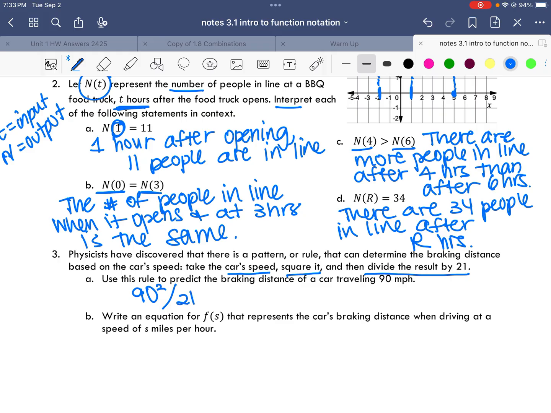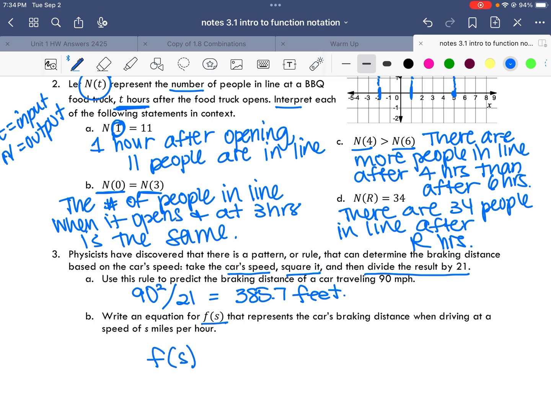So take your calculators, go ahead and do that. See what you get. Should come out to 385.7 approximately feet.